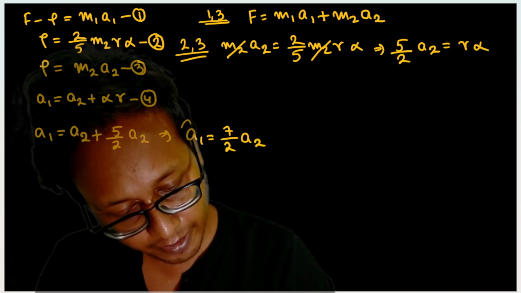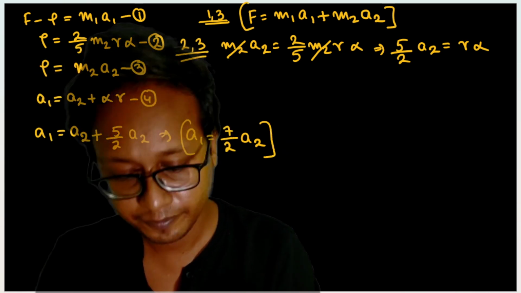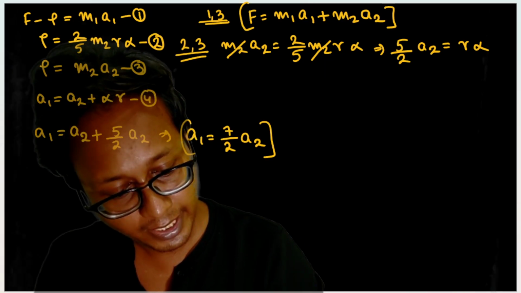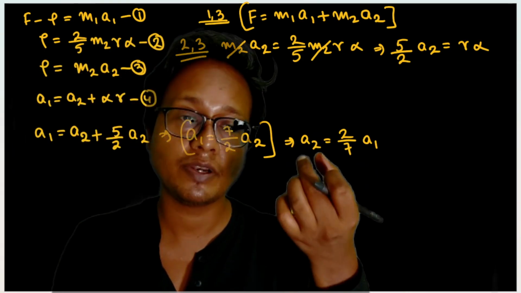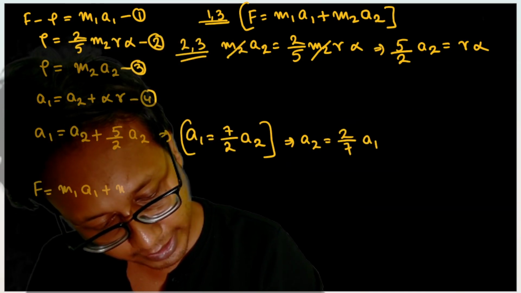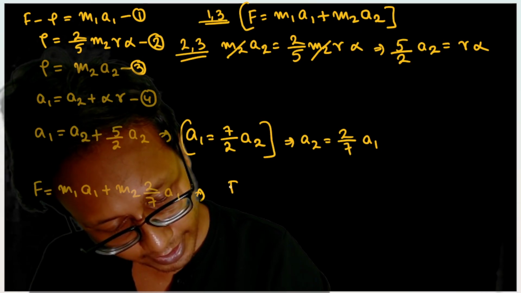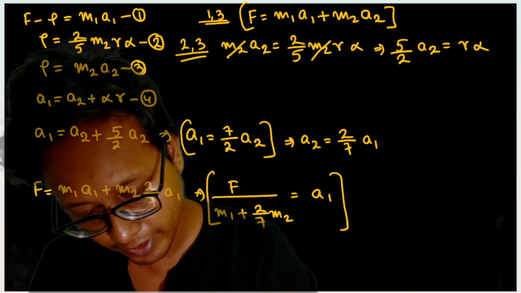Now I got this equation and this equation. I can simply find out the value of whichever is required. Now let me find out the value of a1. So a2 is equal to 2 by 7 a1. Now if I substitute the value of a2 here, F is equal to m1 a1 plus m2 into a2. a2 is nothing but 2 by 7 a1, or F divided by m1 plus 2 by 7 m2 is equal to a1. So I found out the acceleration of a1.